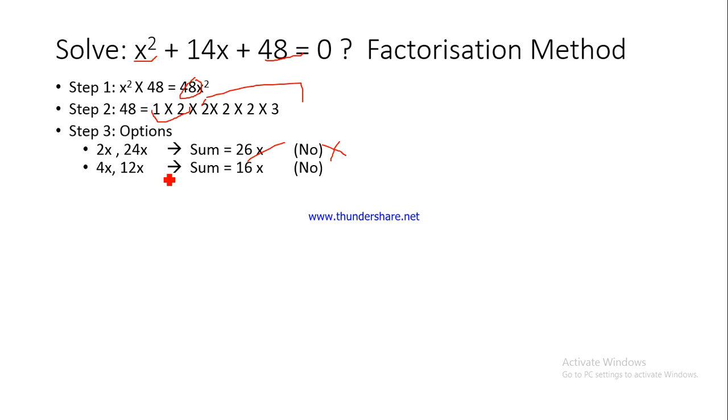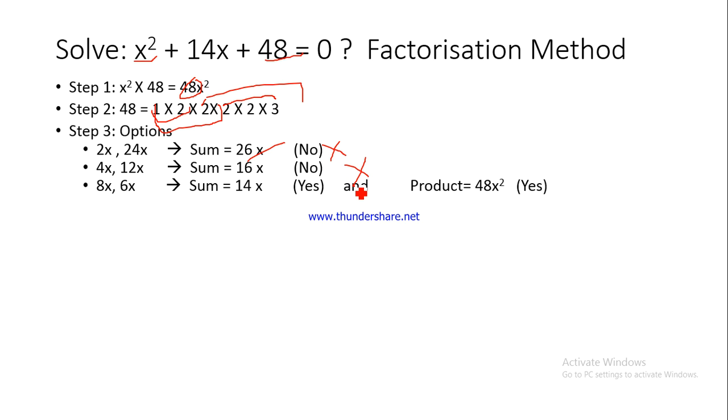As for this second trial, what have we done? We have taken 1 into 2 into 2, this becomes 4, and then we have taken 2 into 2 into 3, this becomes 12. So 4 into 12 however is 48x squared. That has to be 48x squared because after all it was the factor of 48 only. But then we have to look at the sum. The sum is 16x, so probably this is not going to work either. So we have to now look for some other option.